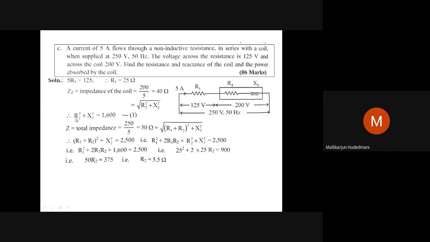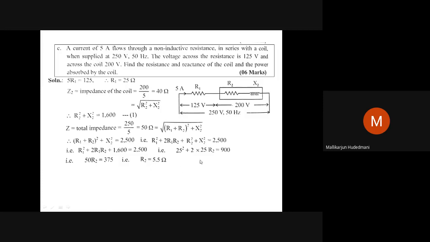So I have two equations. R2 square plus X2 square equal to 1600. R1 plus R2 whole square plus X2 square equal to 2500, in which R1 is known to me, 25. If I put R1 here, I will get R2 unknown. On simplification, second step, what did I get? 25 square plus 2 into 25 R2 equal to 900. And again I have another equation. So by using these two equations, I can solve and get R2 and X2 simply.